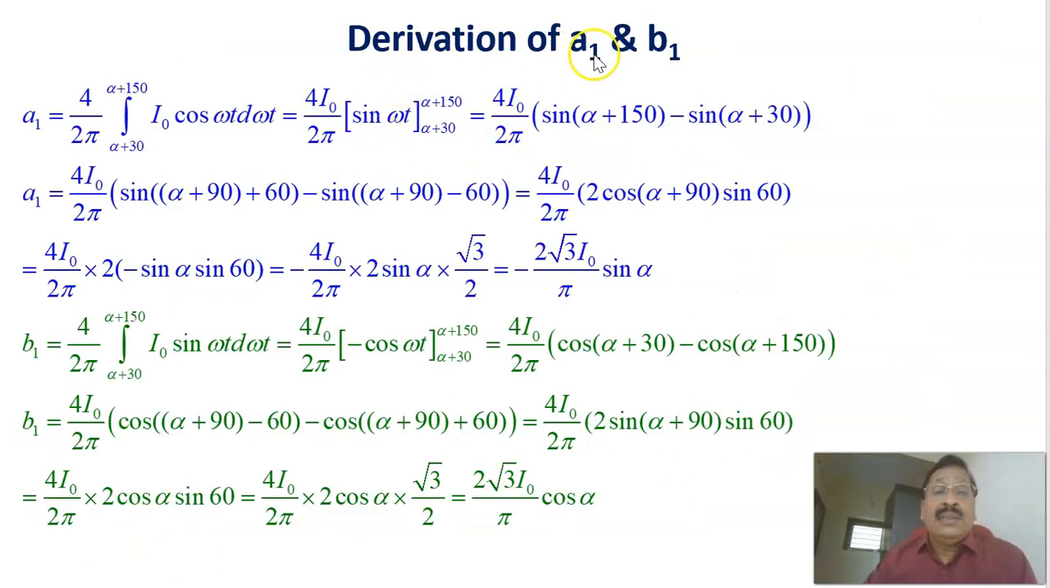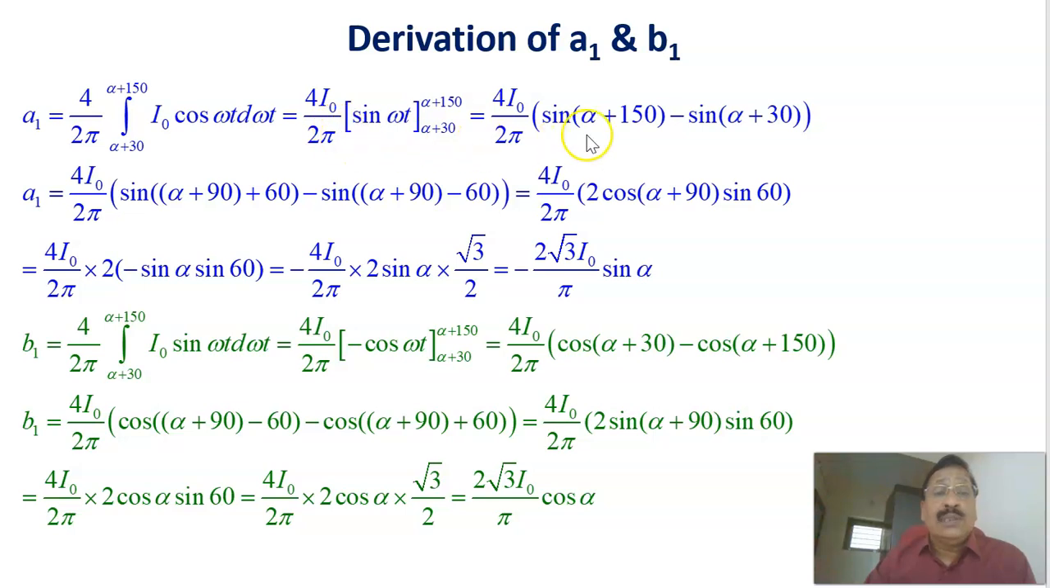Now let us derive the Fourier constants corresponding to the fundamental, A1 and B1. We have given the result in the previous slide. The derivation is given here. A1 equals 4 by 2 pi integral from alpha plus 30 to alpha plus 150 of I naught cos omega t d omega t, or 4 I naught divided by 2 pi times the integration of cos omega t, that is sin omega t, between alpha plus 30 and alpha plus 150.